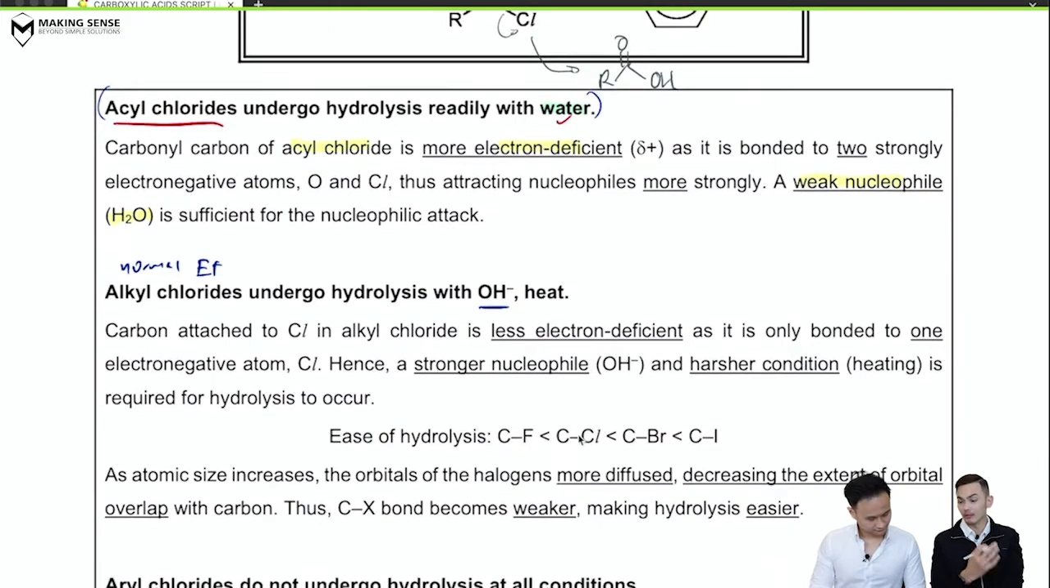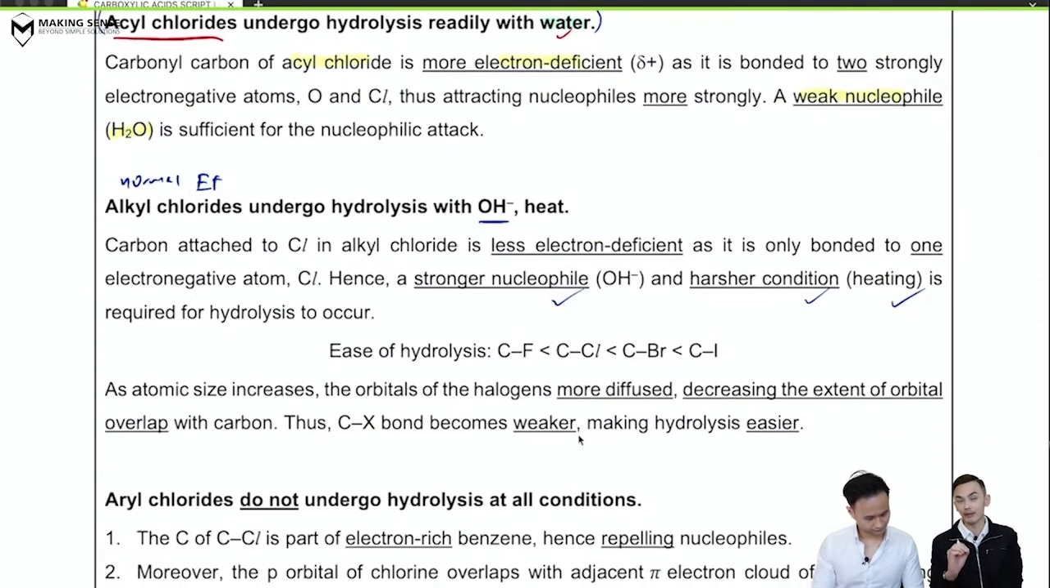So recall several reactions we have learned before. The key thing is you require a strong nucleophile. You also require harsher conditions. You must have heating before the reaction works. And you're working with different types of alkyl halides, so do remember the difference between C-F all the way to C-I.